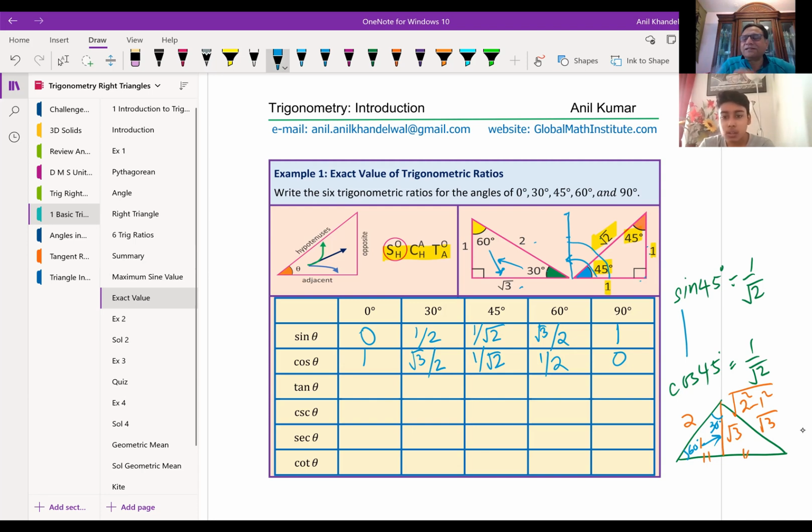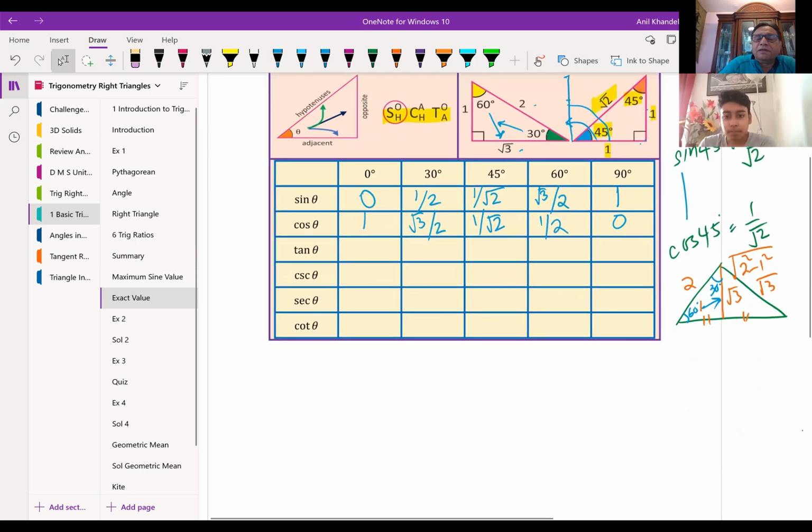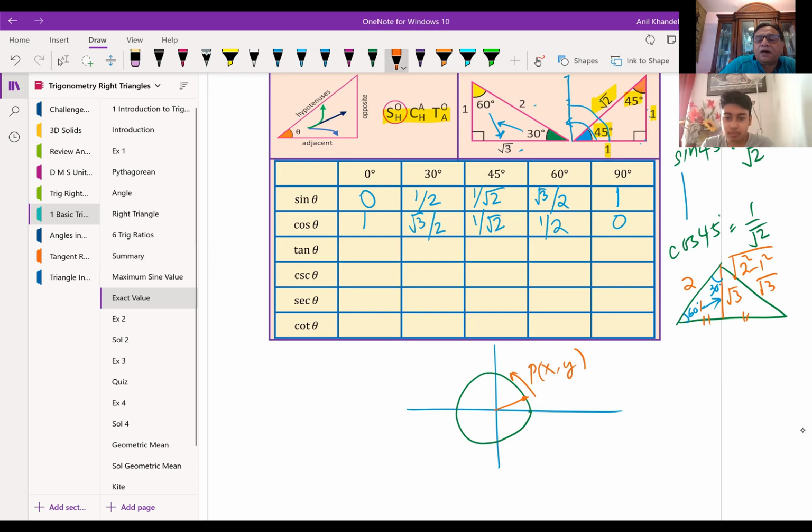That is kind of obvious because if I have a circle, a point moving on a circle, let's just take this example here. Let us say that is a coordinate plane, and we have a circle here. Then I have a point which is moving, with coordinates P of x, y. Let's say the circle has a radius of r.